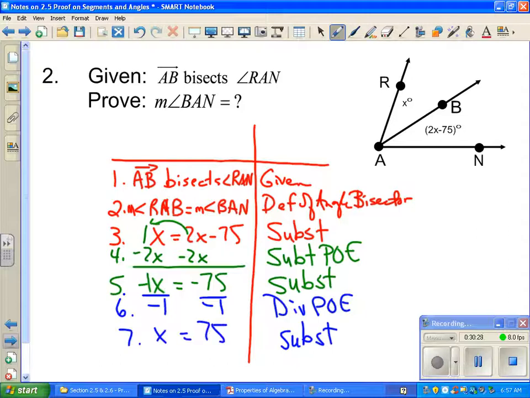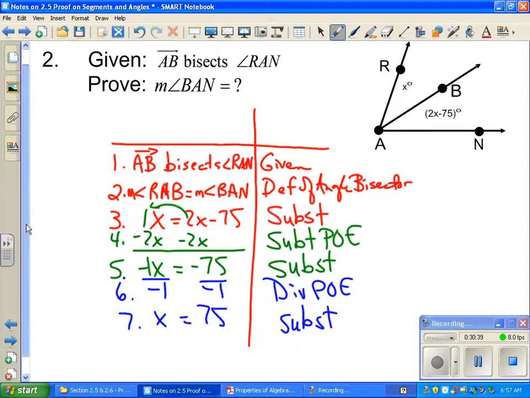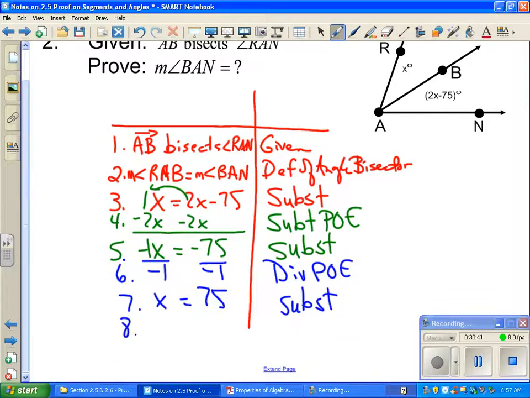So we have solved our problem, but then we look back up here and we go, well, gosh, I'm not just supposed to stop there. I'm supposed to find the measure of angle BAN. So in order to find that measure of angle BAN, first let's talk about what is BAN. Well, BAN was the bottom angle, 2x minus 75. So that was given to us on the picture.